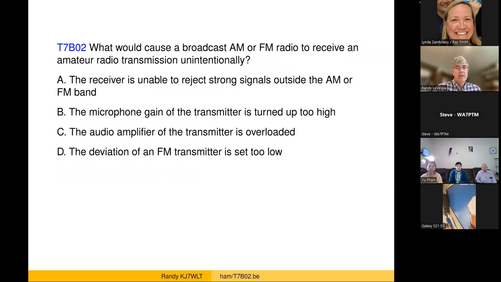So what would cause a broadcast AM or FM radio to receive an amateur radio transmission unintentionally? So let's unpack what that means. So a broadcast AM or FM radio.